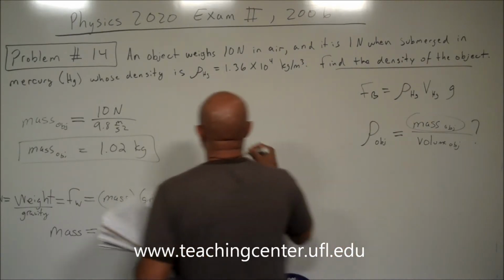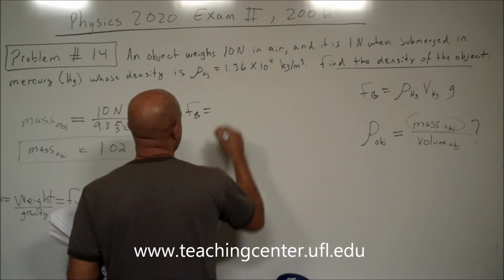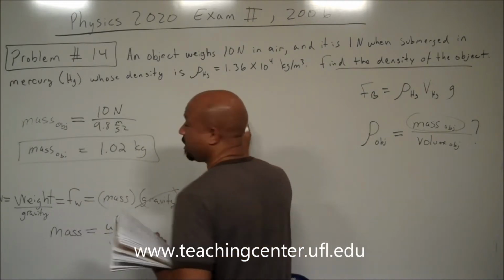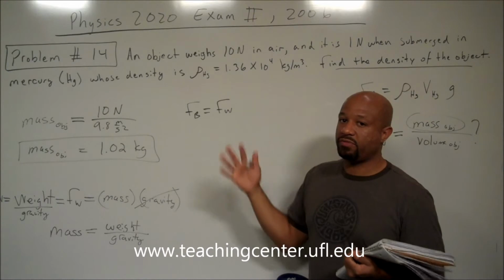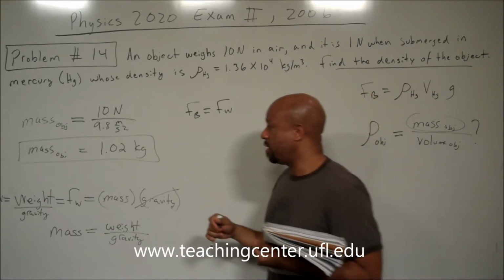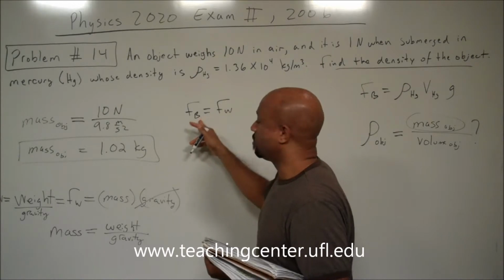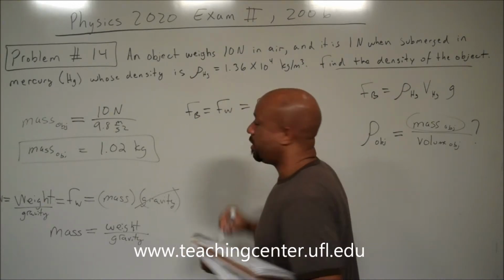If we know that the buoyant force is going to equal the weight force in the liquid. Now this is not the weight force in the air, this is equal to the weight force in the liquid. And we know that the weight force in the liquid is equal to the buoyant force. We know the buoyant force is equal to 9 newtons.